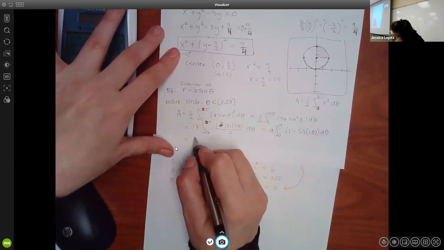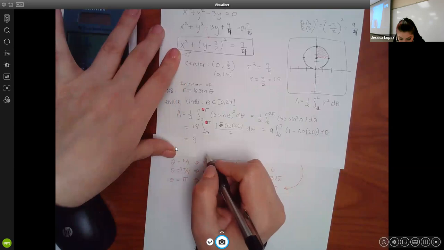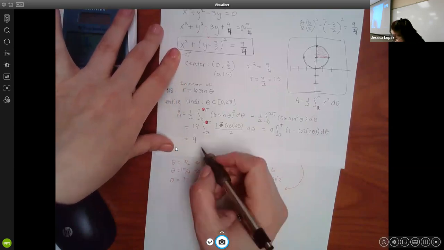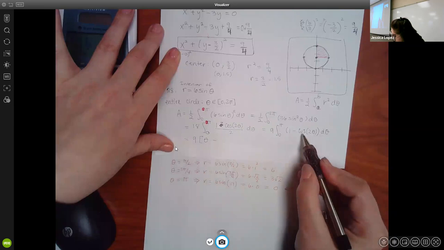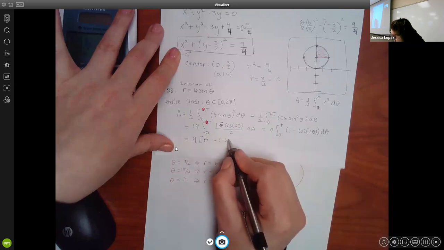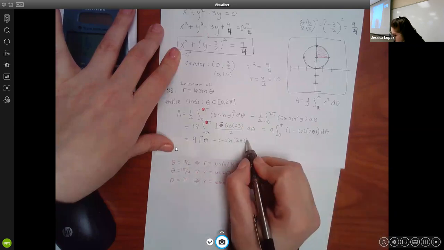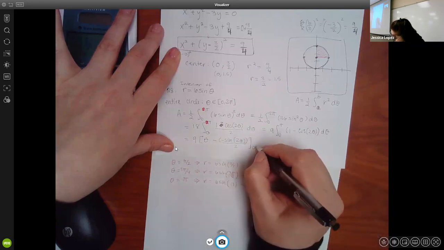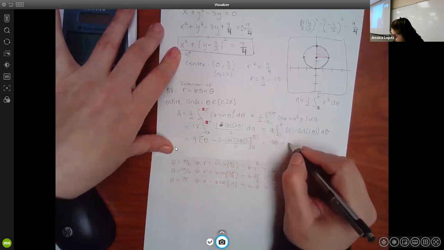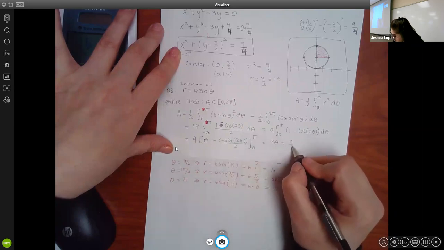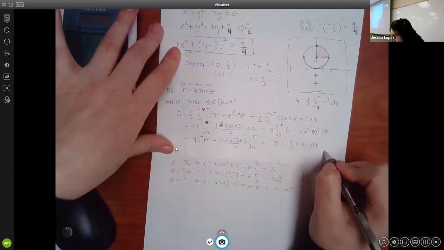Which is going to be 9 times, and then the integral of 1 d theta is going to be theta. The integral of cosine is negative sine. But because my angle is not just theta, I have to divide by that derivative, which is going to be 2. So it's actually 9 theta minus, nope, negative and negative would be plus 9 halves sine of 2 theta, evaluated from 0 to pi.